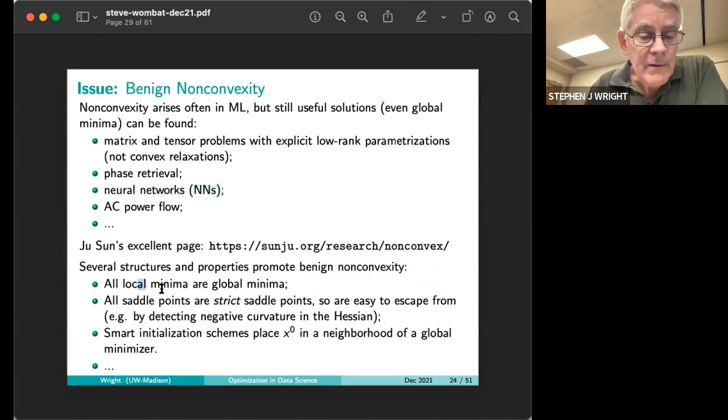So some of these problems have applications where all the local minima are actually global minima. They all have the same objective value. So as long as you've got an algorithm that finds a local minimum, you can solve the problem.